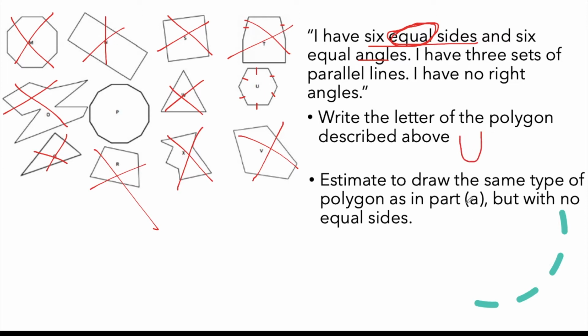Woo! Now it says estimate to draw the same type of polygon as part A, but with no equal sides. So they want us to draw some sort of kooky shape that has 6 sides that aren't equal. Let's see. 1, 2, 3, 4, 5, 6. 1, 2, 3, 4, 5, 6. I think I did it.